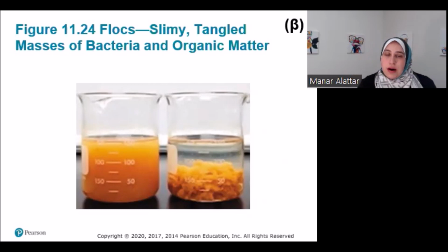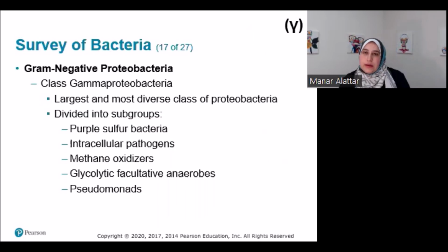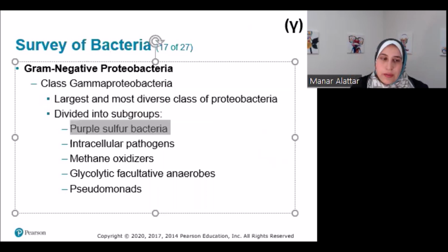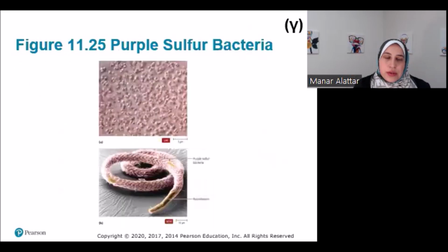Then we have our Gamma-proteobacteria. Gamma-proteobacteria are the largest and most diverse of the 6 groups of proteobacteria, and we can divide them into these 5 categories. We have sulfur bacteria, which we have talked about before, and you can see some sulfur bacteria here, and sulfur bacteria will sometimes make symbiotic relationships with sulfur worms.